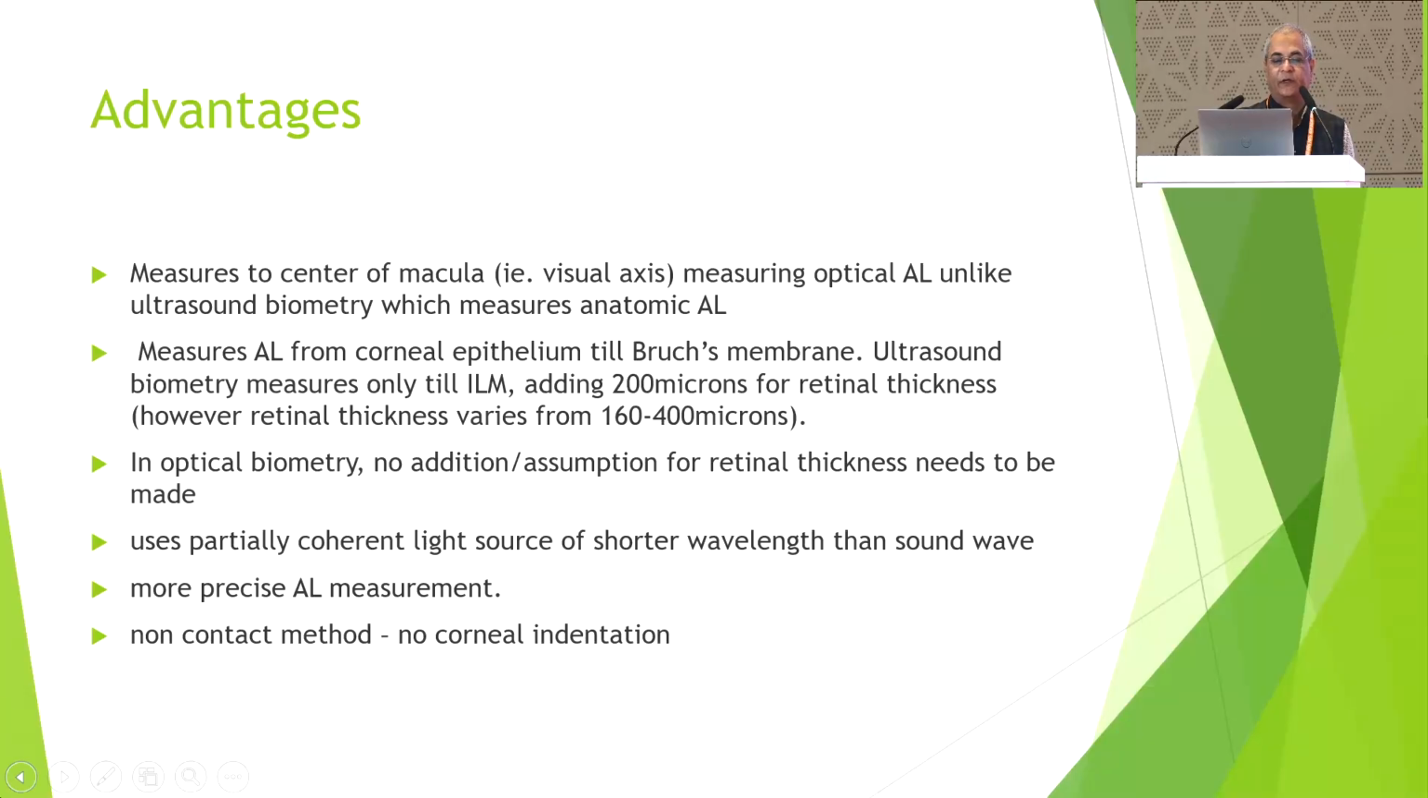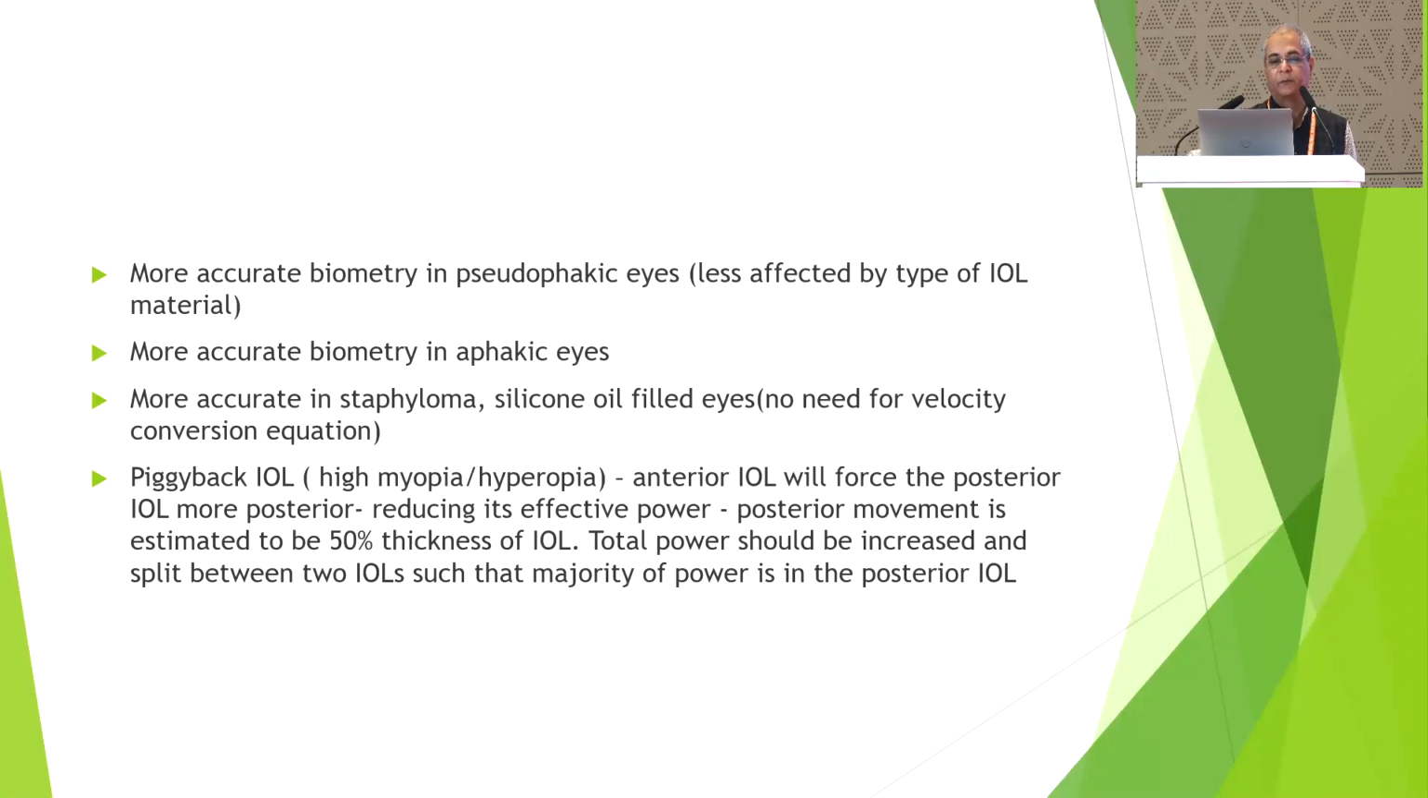Advantage, as we were discussing, is that optical measures till the Bruch's membrane, while the ultrasound biometer measures up to the internal limiting membrane, and the retinal thickness comes around 160 to 400 micron. So you have to guess this for adjusting the A constant. The precision will definitely be much better with IOL Master.